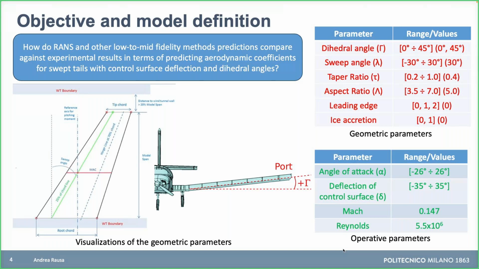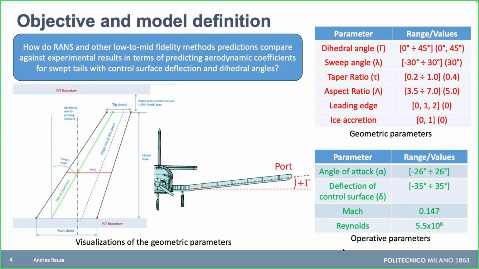So for the Mona Lisa project, the aim was a bit too large, maybe. So we plan to inspect a huge range of such parameters: dihedral angles between 0 and 45, sweep angles between -30 and 30, and so on. But in this case, I'm going to talk only about a specific configuration, the reference one, which has a dihedral angle of 0 degrees and a sweep angle of 30, so the tip is backwards with respect to the root.